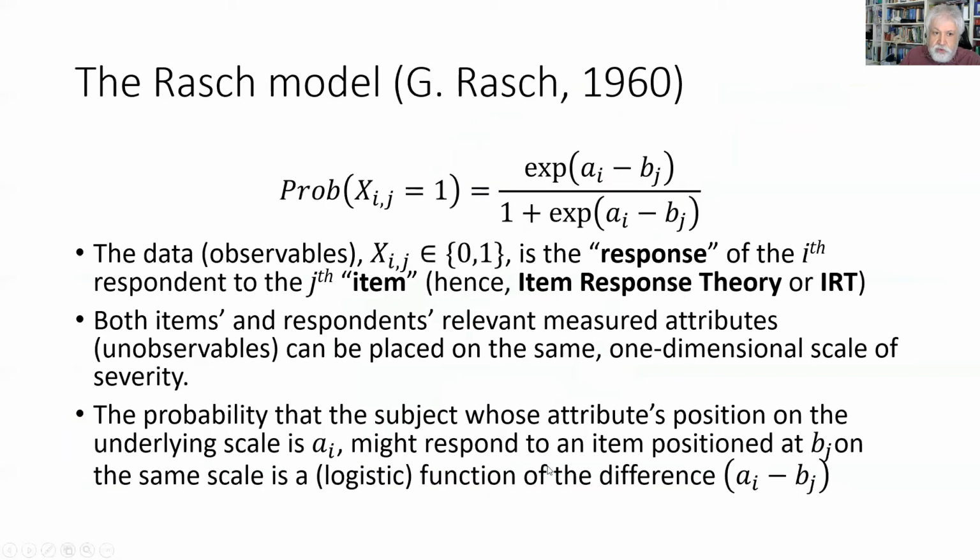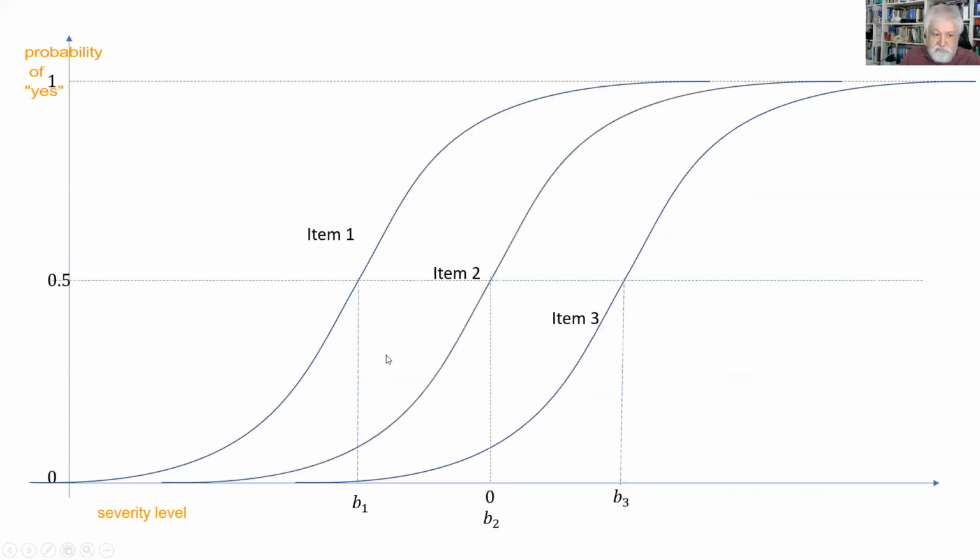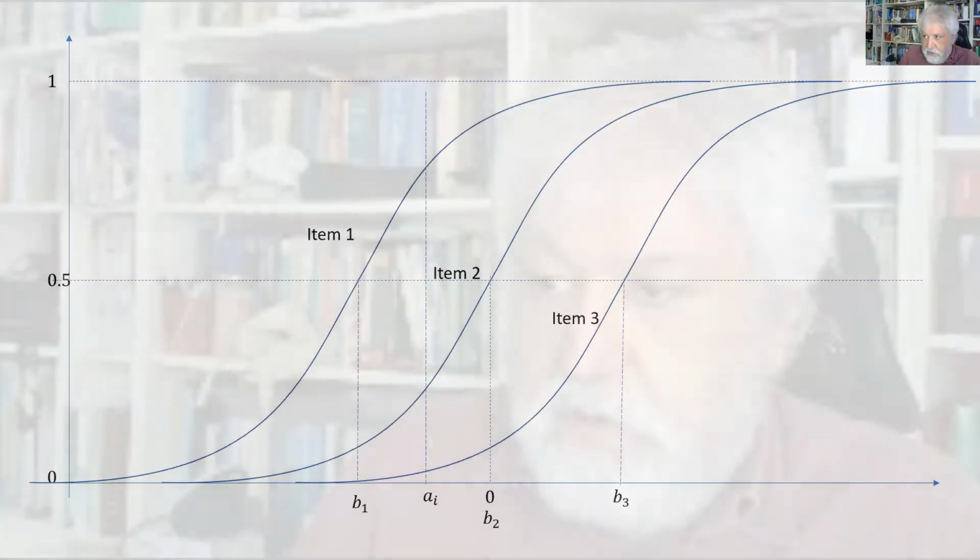And for those of you who know the logistic function, whenever the argument of the logistic function is greater than 0, is positive, the function is greater than 0.5. If the difference is negative, like for example with respect to item number 2, A minus B will be a negative number, then the model predicts a value that is less than 0.5. If the distance is very large, then the probability is close to 0 or close to 1, depending on whether the difference is positive or negative. So this is the logic behind the Rasch model.